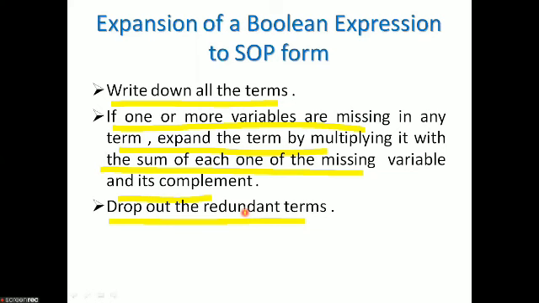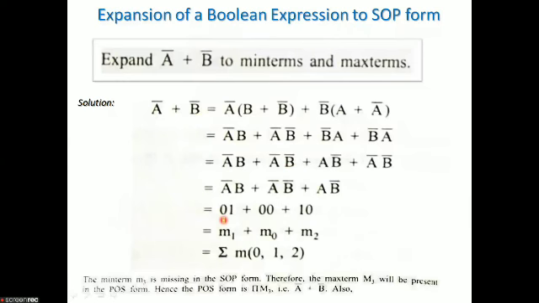Similarly, a standard POS form, that is product of sums form, can always be converted to a standard SOP form, that is sum of products form, by treating the missing max terms of the POS form as the min terms of the corresponding SOP form. Now the statement I had told you, we will be applying in the next example. Let us see the example.